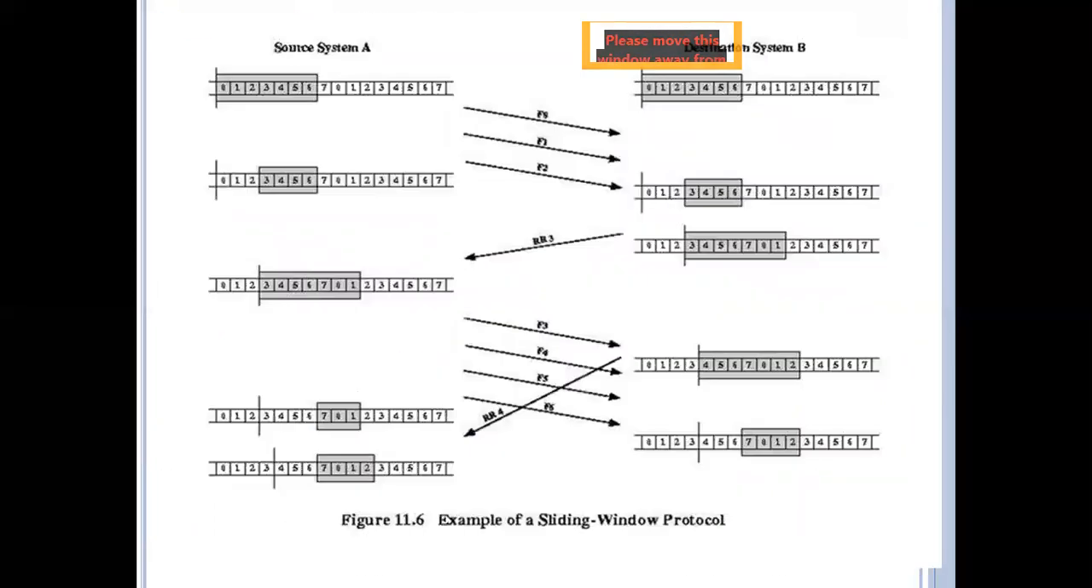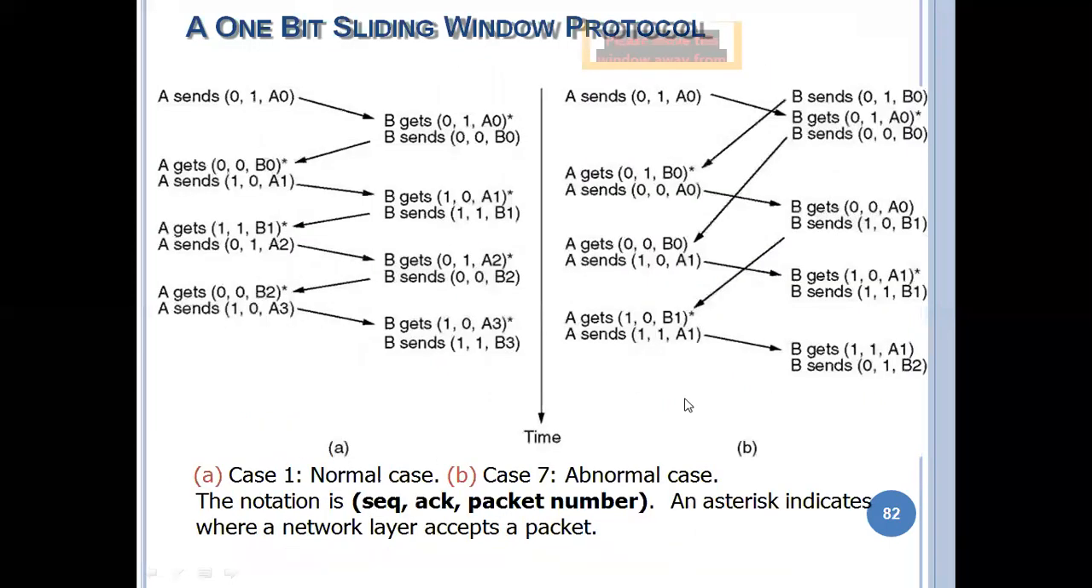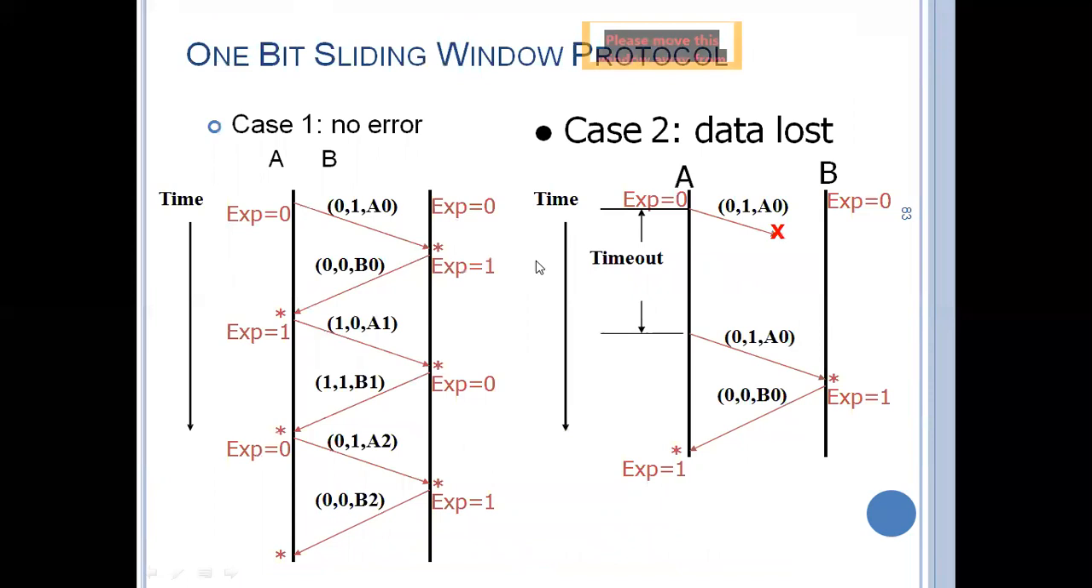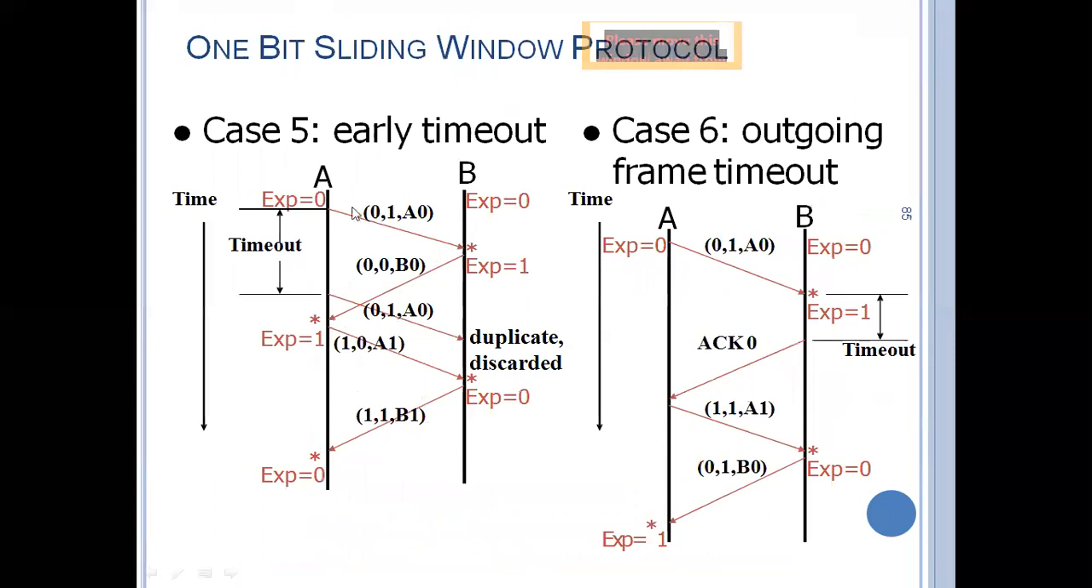This one is initial. After this is only the diagrammatical representation: after the first frame has been sent, after the first frame has been received, and after the first acknowledgement has been received. This is an example for the one bit sliding window protocol, and there are different cases. Case 1, there is no error, and case 2, data lost. I think you easily understand this example, because we already discussed frame loss and acknowledgement loss in the previous example of stop and wait protocols. The third is data error, the fourth is acknowledgement lost, the fifth is early timeout, and the sixth is outgoing frame timeout.